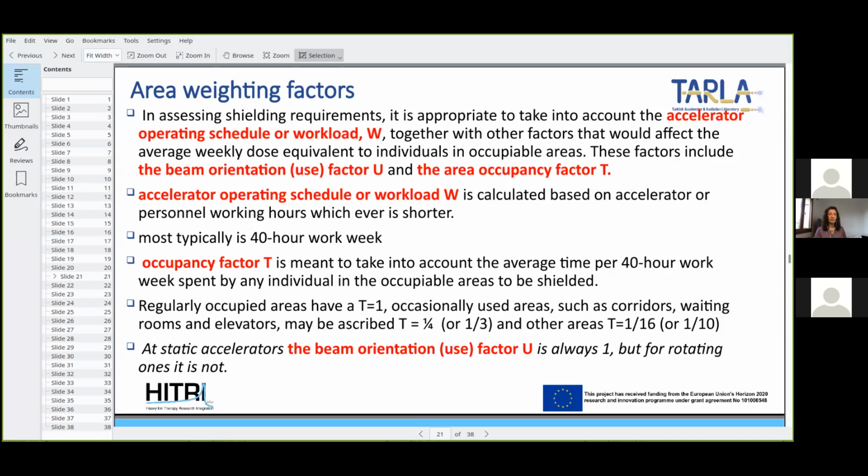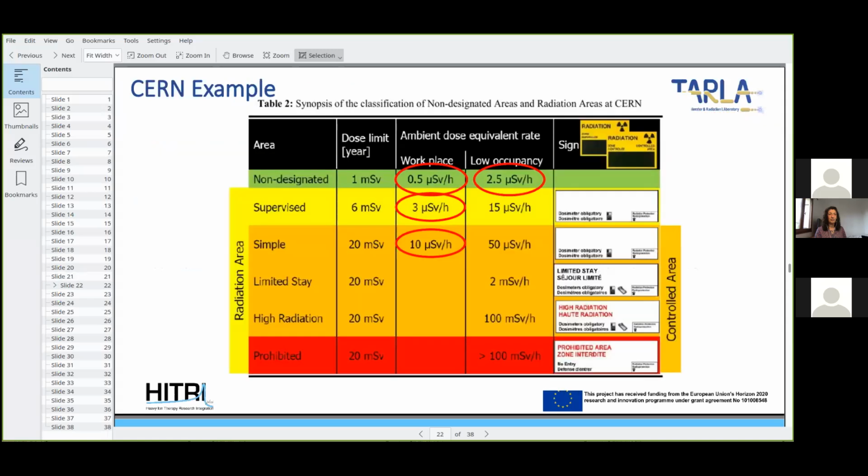As I said, the orientation factor in U is 1 for research reactors, which are often fixed. But if it's rotating, then you have to take that into account as well. This is best explained by an example, and I took the example of CERN, where CERN classified various areas of its facility as non-designated, so anybody can enter, and there you still have to monitor and see what those levels are.